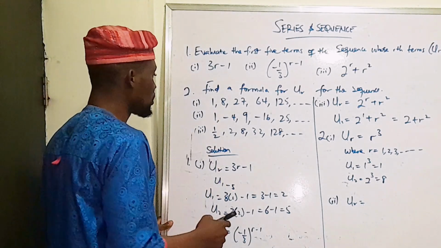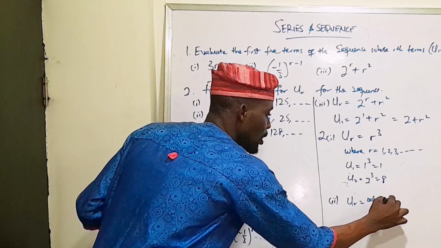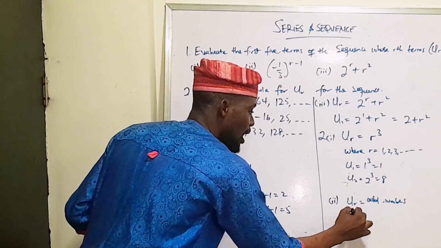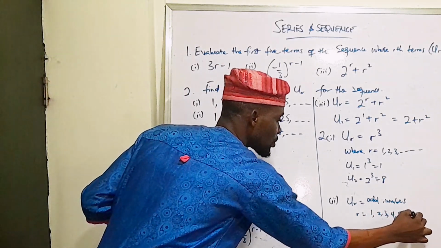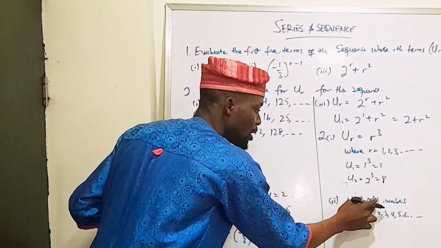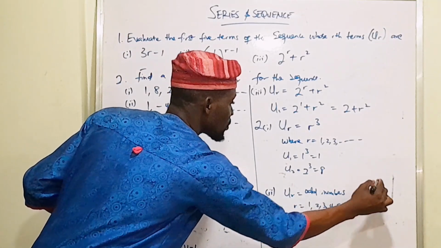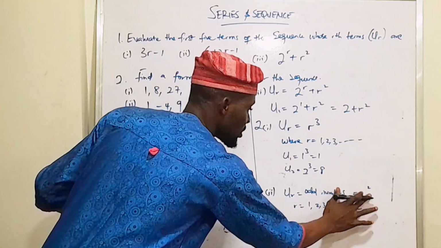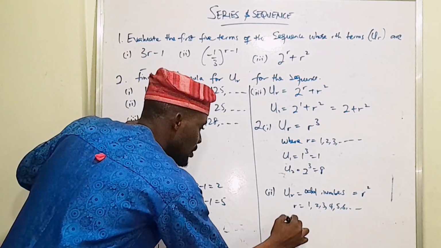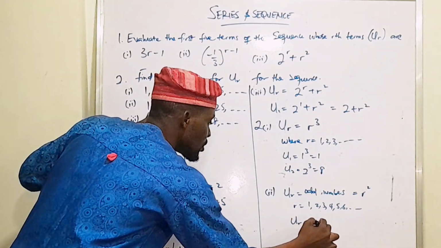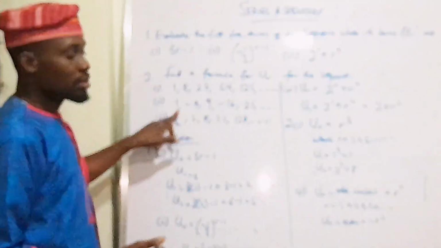So what I'll do here is to see that what? My U_R will be for odd numbers, as my R is what? 1, 2, 3, 4, 5, 6, and so on. That's my R value. So for odd numbers R, my U_R will be equal to what? R squared, since I'm looking at R. Odd numbers is going to be R squared. Then for even numbers, U_R becomes minus R squared. As simple as that.